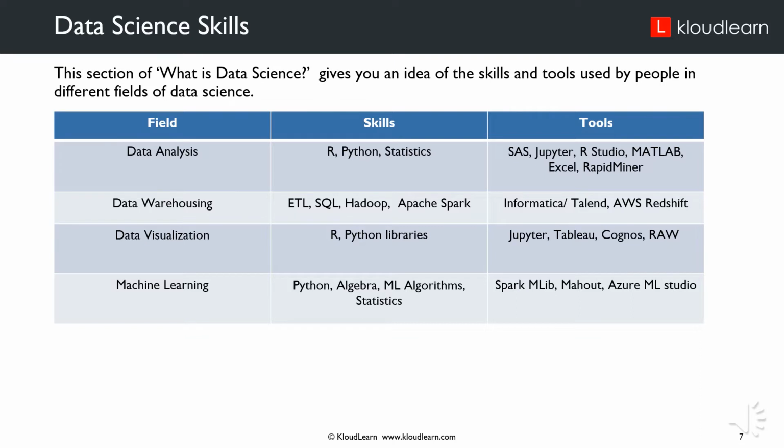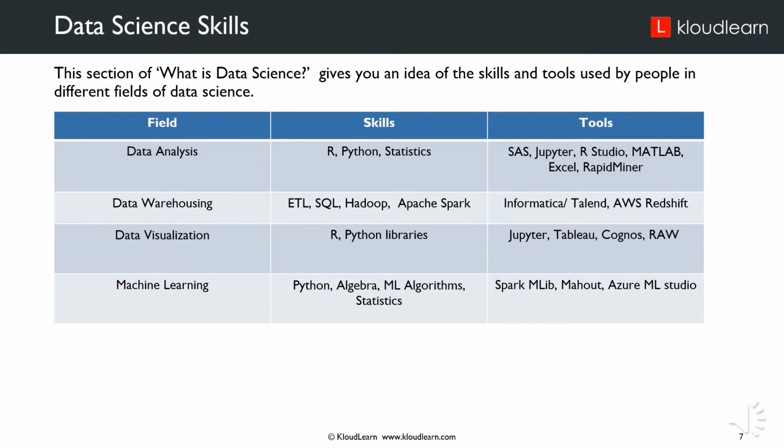Data science skills. This section of what is data science gives you an idea of the skills and tools used by people in different fields of data science. For data analysis field, the skills you would require would be R, Python, statistics. The tools you would use are SAS, Jupyter, RStudio, MATLAB, Excel, RapidMiner.